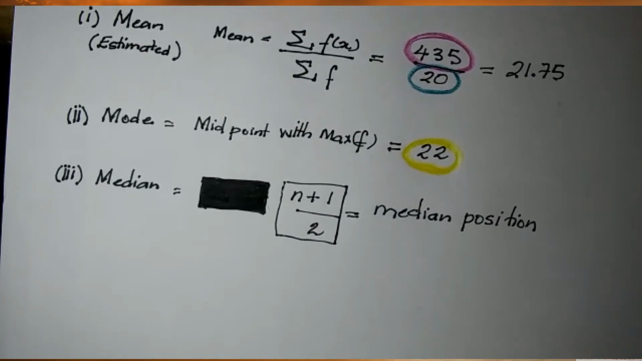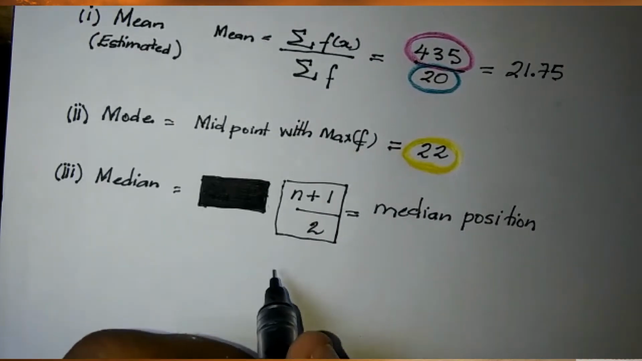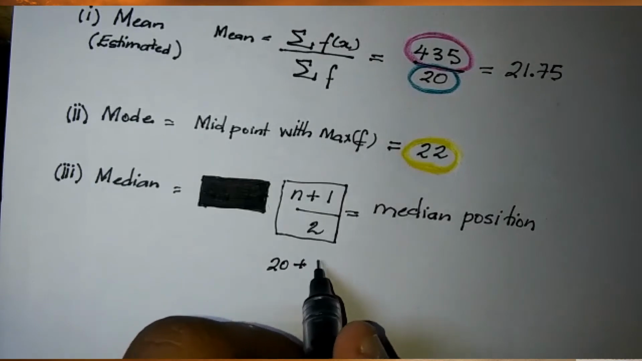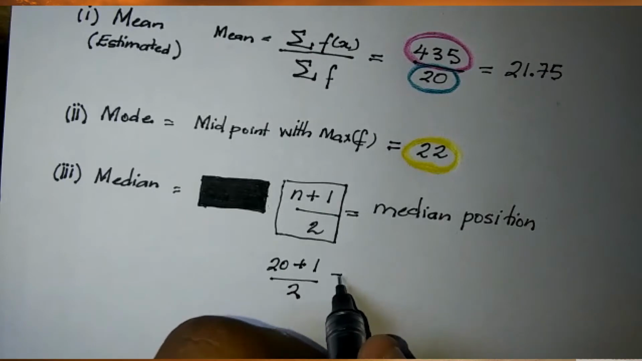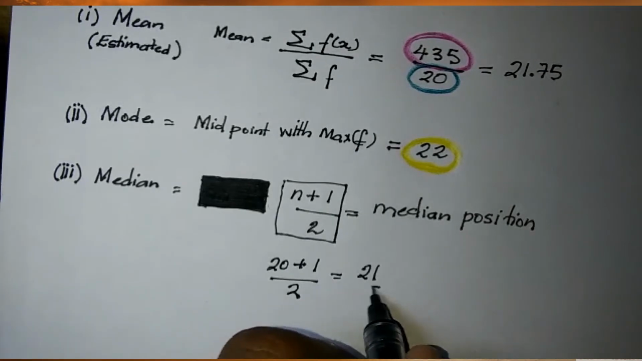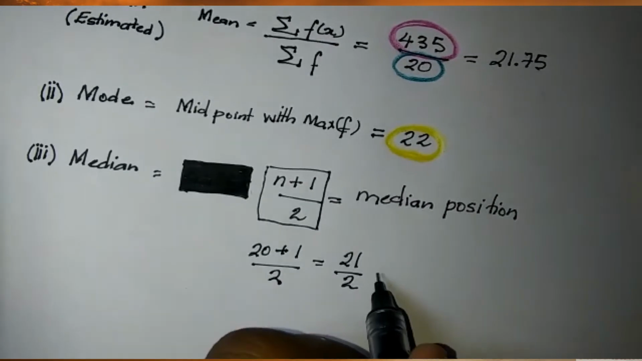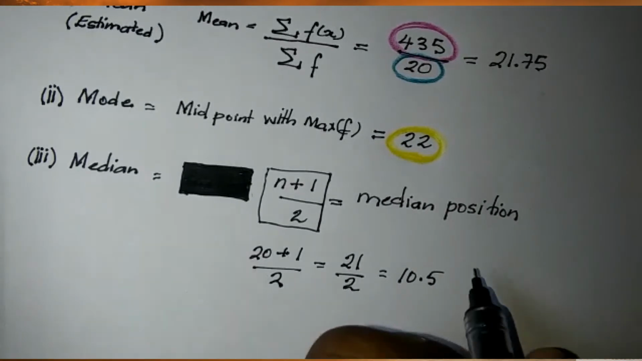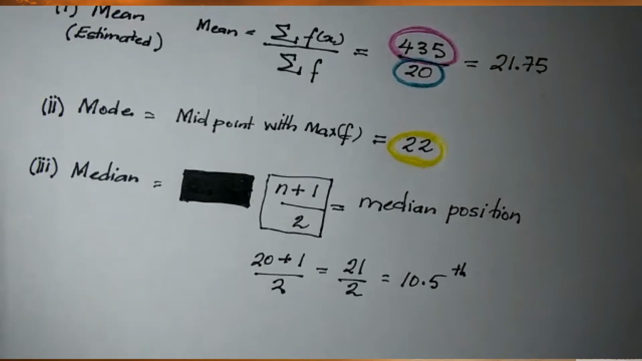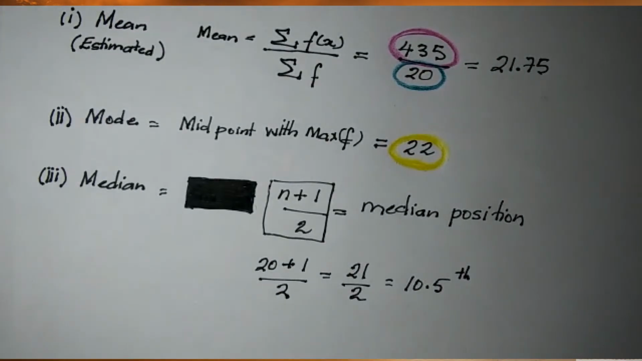So now our n, or total frequency, was 20. We're going to add 1 to it, then divide the answer by 2. When I have 20 and I add 1 to it, I'm going to get 21, and I'm dividing 21 by 2. 21 divided by 2 is 10.5. So the median position is the 10.5th, which lies right between the 10th number and the 11th number. But what are we going to use to find it?